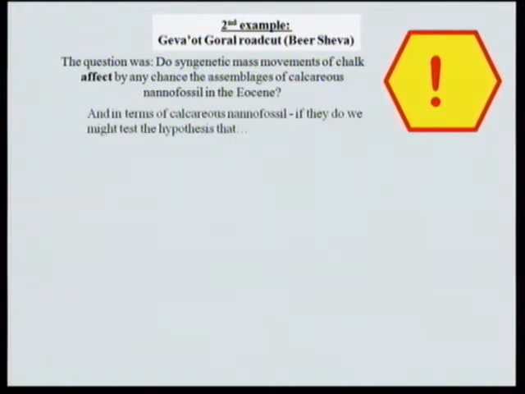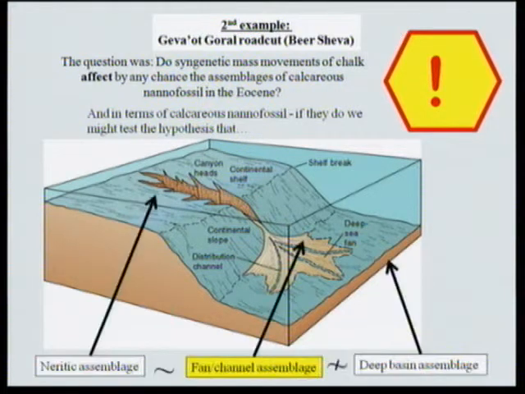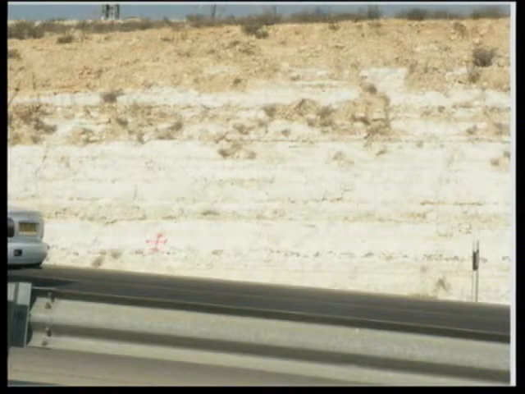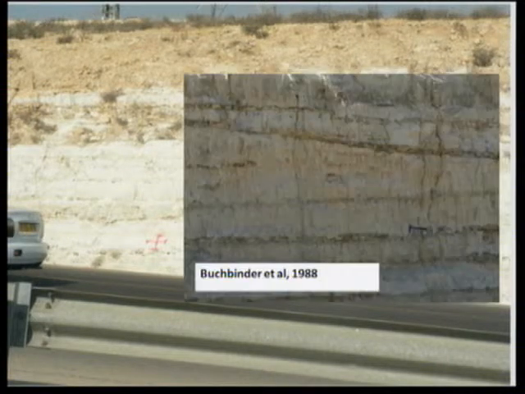And therefore, in terms of calcareous nanofossils, if it is true, then the fan or channel assemblage over here should not be similar to the deep basin assemblage, but it should be more similar to the neritic assemblage over here. This is the test I'm going to produce now. And here it is. Here is the Gevaot Goral section. Here the bed sets look fine. And here are the bed sets as they look at a certain point. You see it's almost a cross section.